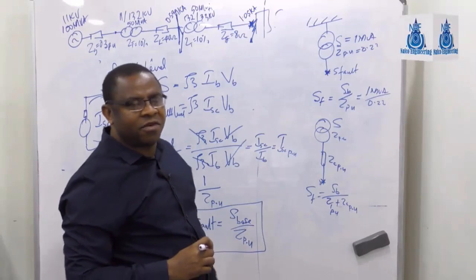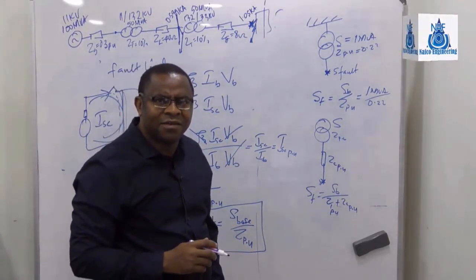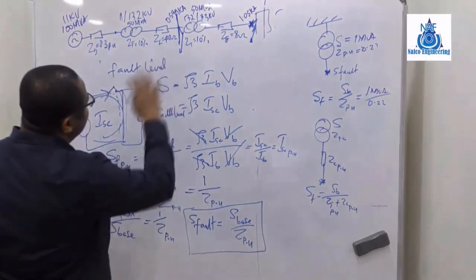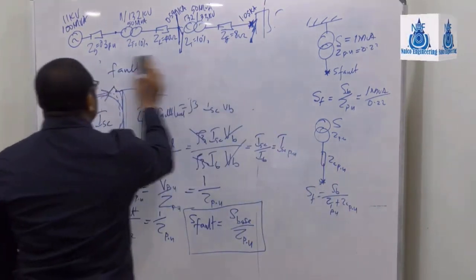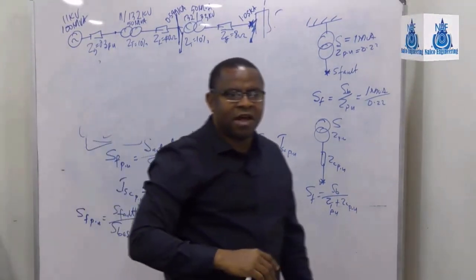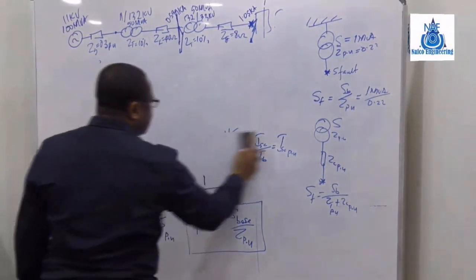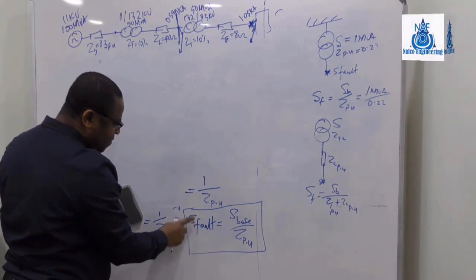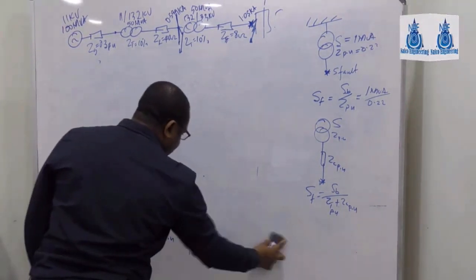So it's a maximum fault level. Did you get that? All right. So now let's come back to this system, back to this question here. Remember, if you understand these basics, then you can solve any problem on fault levels. So please note this, that S fault is S base over Z in per unit.